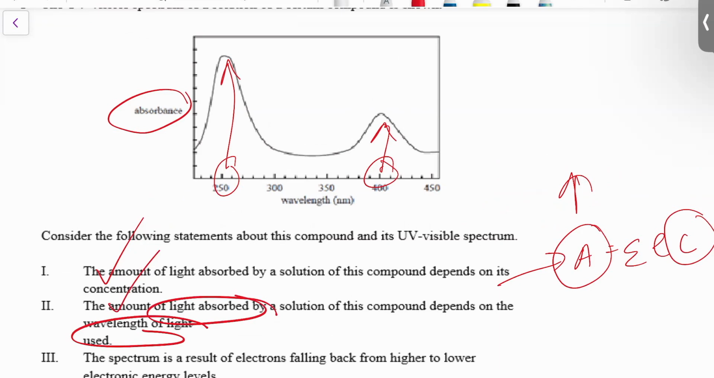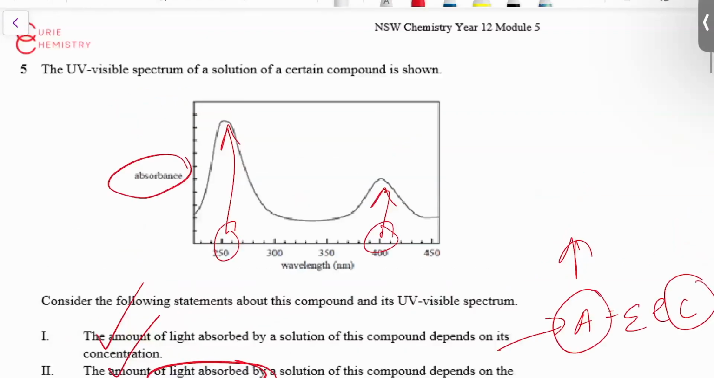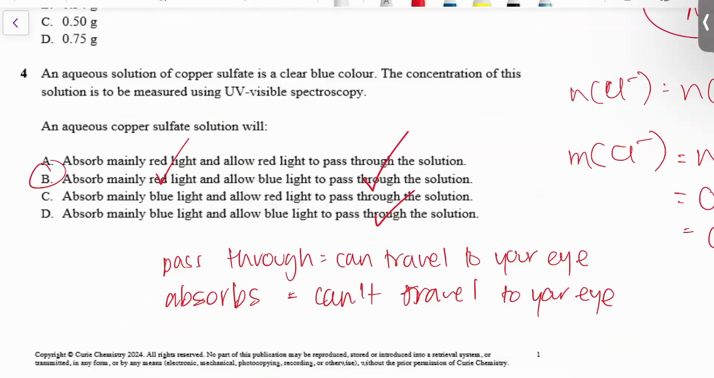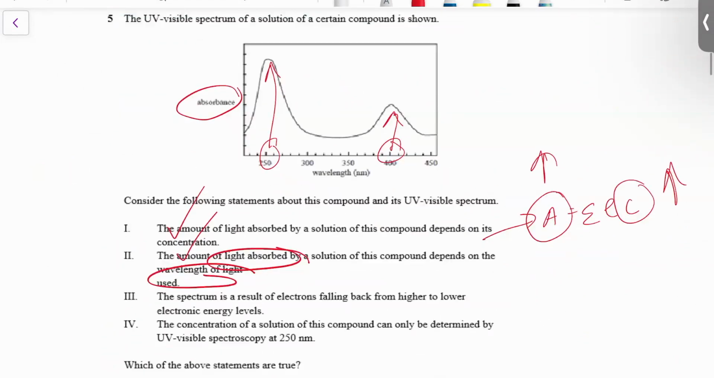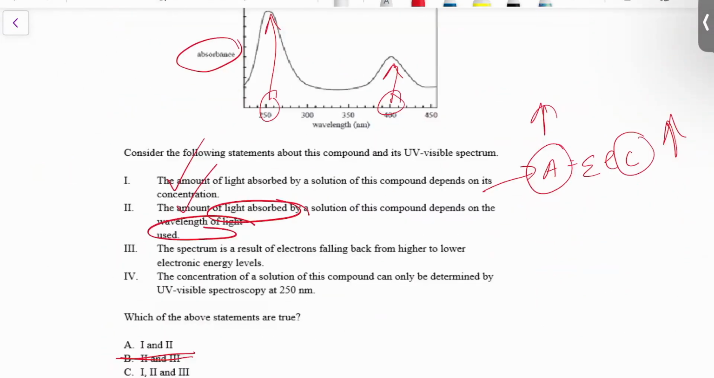Now, even if you weren't given the graph, we know this because that's the reason why when you're doing colorimetry, you always pick the opposite color, because we said if it's blue, yes, it will absorb every other color, but it'll absorb mainly the red color. It'll absorb the opposite color the most. Same thing applies for the other types of energies. So can't cross any out because A, C, and D both mention statement 2.